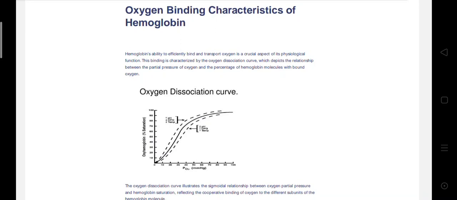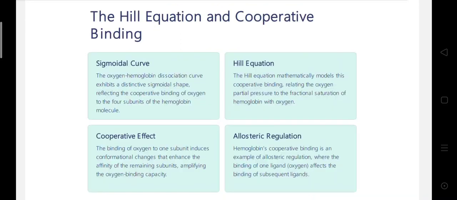So as you can see here, this is a graph showing oxygen dissociation curve and it is sigmoidal in shape. It reflects the cooperative binding of oxygen to the different subunits of the hemoglobin molecule. The oxygen hemoglobin dissociation curve exhibits a distinctive sigmoidal shape, which reflects the cooperative binding of oxygen to the four subunits of the hemoglobin molecule.